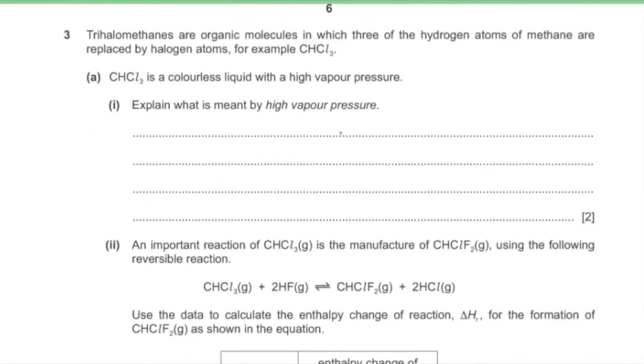Question number 3. Trihalomethanes are organic molecules in which 3 of the hydrogen atoms of methane are replaced by halogen atoms. For example, CHCl3. CHCl3 is a colorless liquid with a high vapor pressure. Explain what is meant by high vapor pressure. So vapor pressure is gas molecules in equilibrium state, and high vapor pressure is when there are more gaseous molecules than liquid molecules.